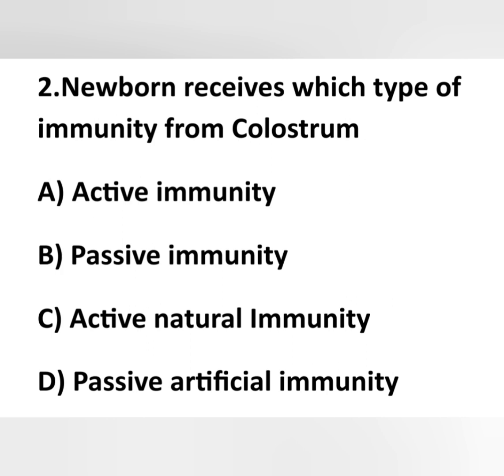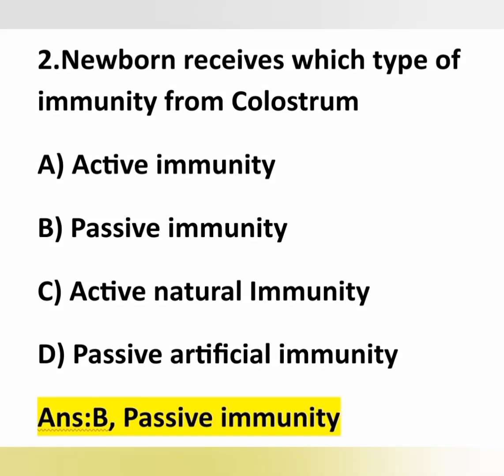Question number 2. Newborn receives which type of immunity from colostrum? Options are option A active immunity, option B passive immunity, option C active natural immunity, option D passive artificial immunity. The correct answer is option B, passive immunity. Colostrum is the first breast milk, which provides immunoglobulin A that gives passive immunity to the newborn. Correct answer is option B, passive immunity.